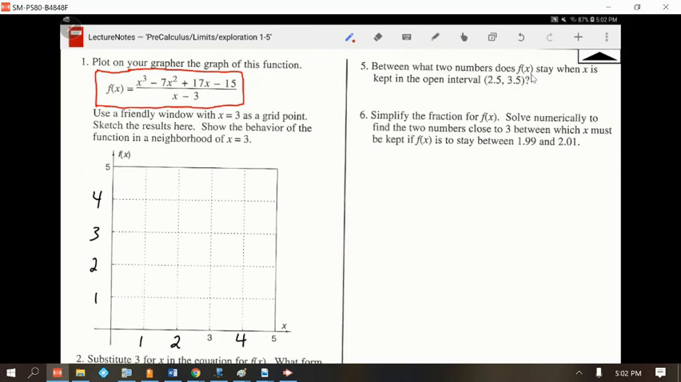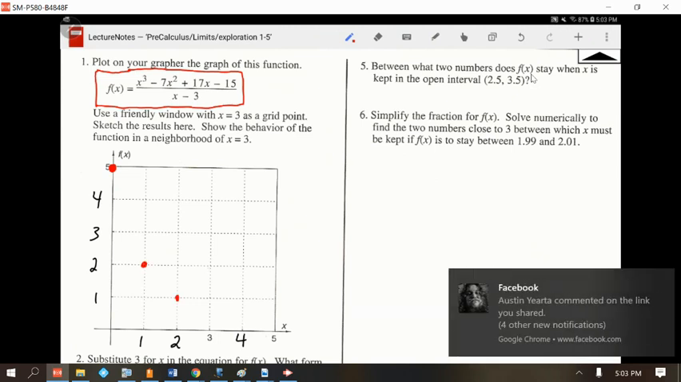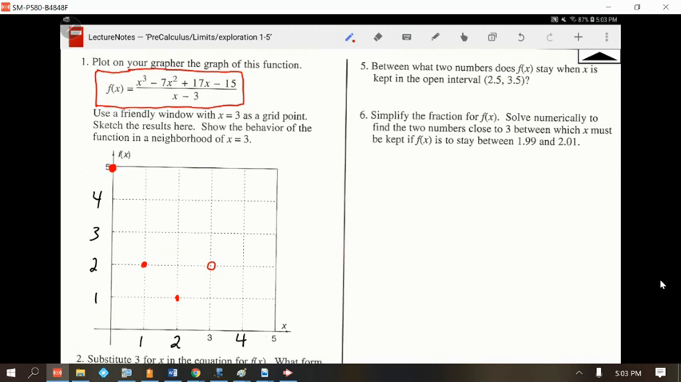They ask you to plot this function f of x on your grapher, and when you do that, you get this dot at 0, 5, which is the y-intercept, and then it goes down to 2, 1, 0. And then it's a parabola.